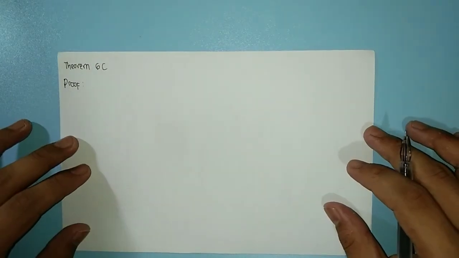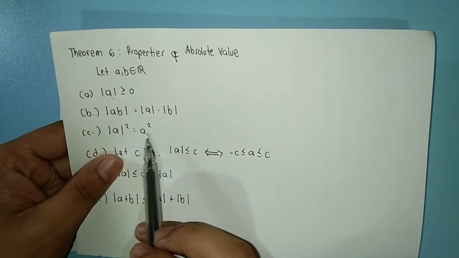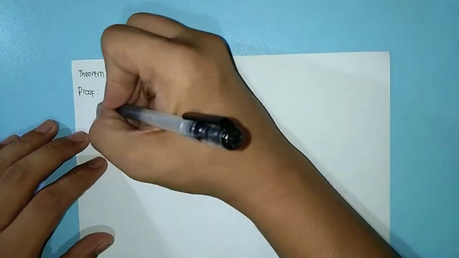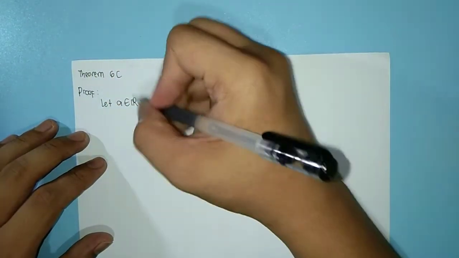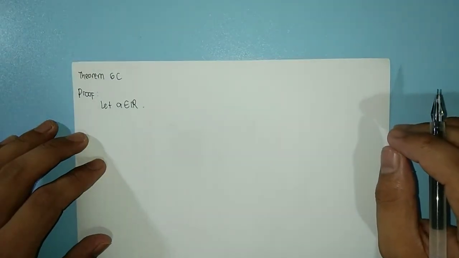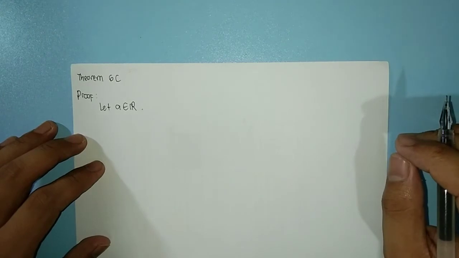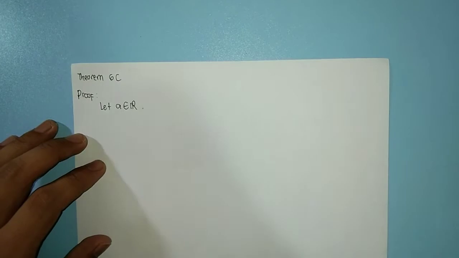Let's have theorem 6C. So ano nga ulit yung theorem 6C? The absolute value of a quantity squared is equal to a squared. So let a be an element of the set of real numbers. So again, by trichotomy property, may tatlong possibilities ulit yan: a greater than 0, a equals 0, or a less than 0.